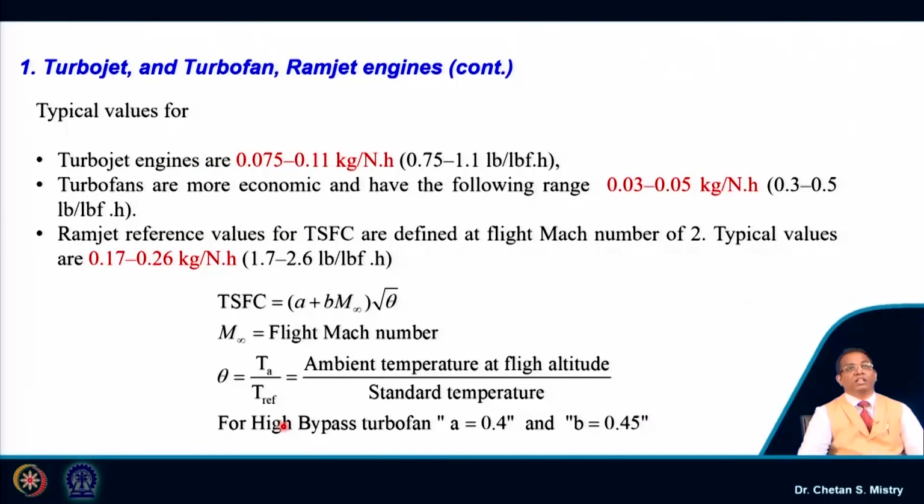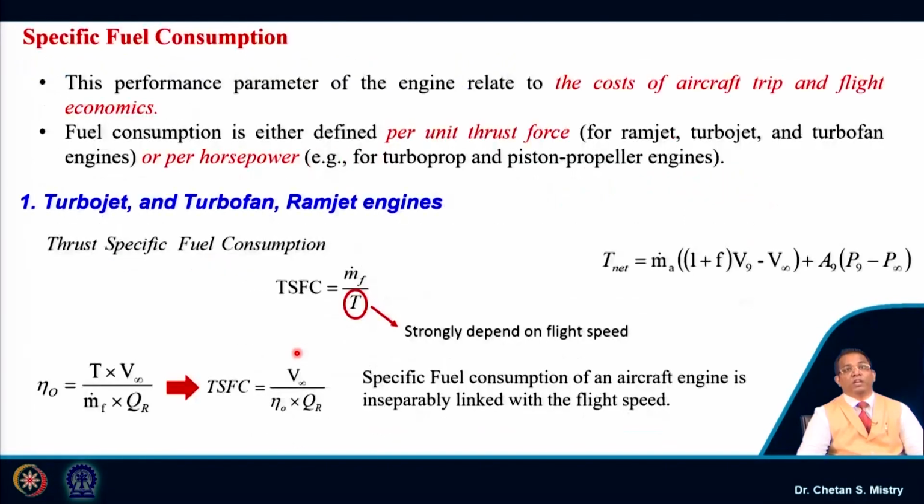The typical value for a turbojet engine is in the range of maybe 0.075 to 0.11 kg per Newton hour. If we move to the turbofan engine, this number has reduced to 0.03 to 0.05 kg per Newton hour. This represents the amount of fuel consumption that is reducing. Our basic purpose is to reduce the thrust specific fuel consumption.